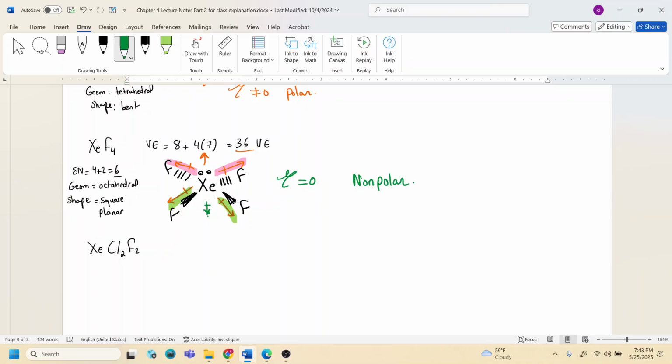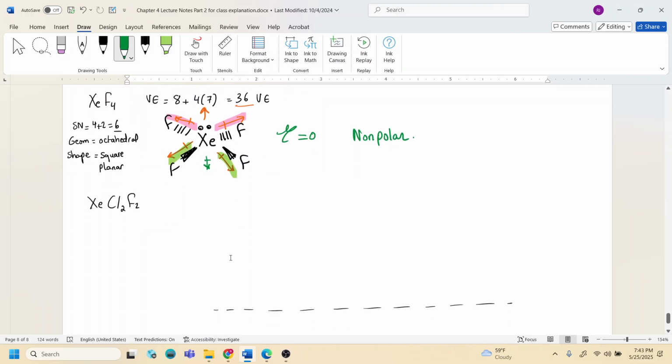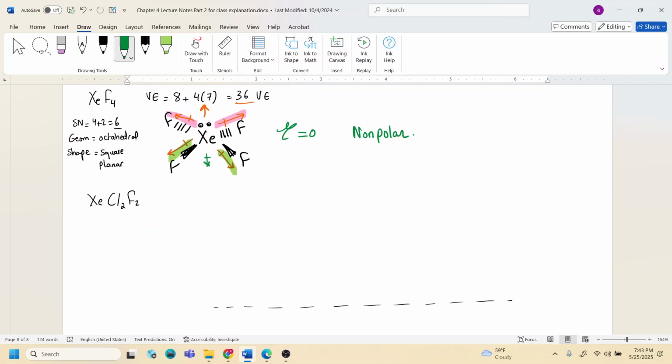Okay. Let's have another example over here. This one we can draw in two different ways. Actually, it's going to be the same shape, square planar. So this one is going to be square planar. This is xenon, and you have chlorine. Chlorine. One of the chlorines here needs to be in front.